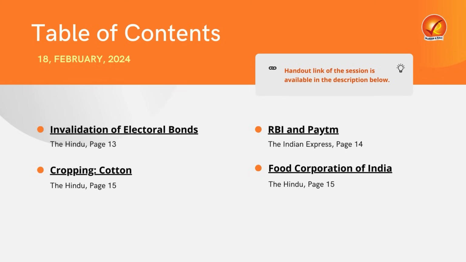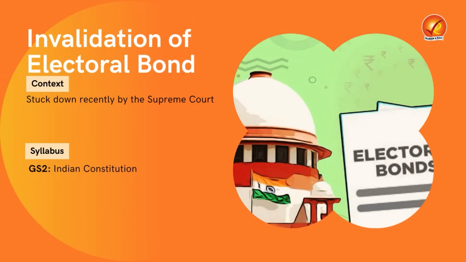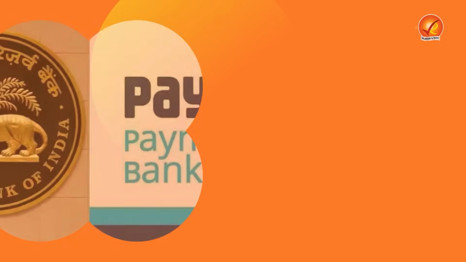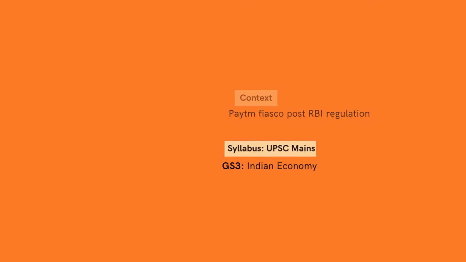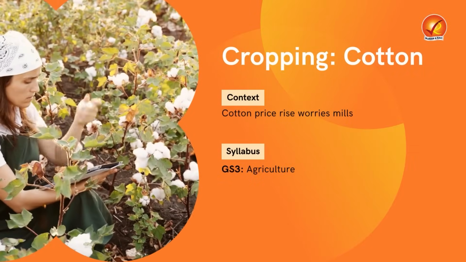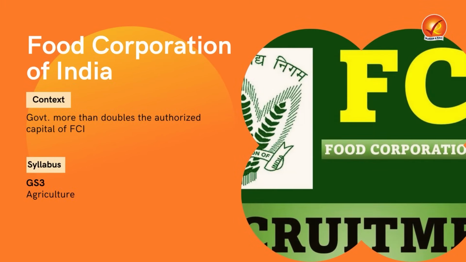Today is 18th of Feb 2024 and we look at four important articles from the Indian Express and the Hindu. The first one will be regarding the invalidation of the electoral bonds. Then we'll look at the Paytm fiasco and what happened with RBI. Then we'll understand the cropping of cotton, and lastly we'll look at the Food Corporation of India. Both these topics are from agriculture because farm protest and agriculture is back into the news.